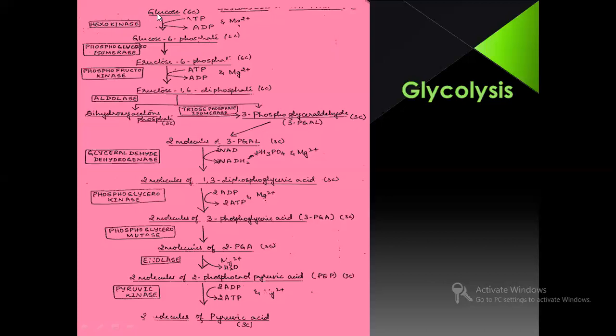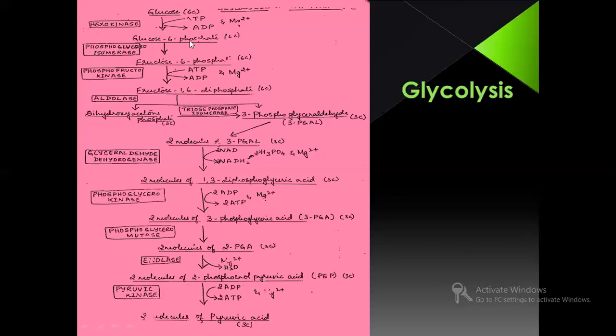So the glucose, a 6 carbon molecule, undergoes phosphorylation in the presence of the enzyme hexokinase, and it is in turn converted into glucose 6-phosphate. During this conversion, one ATP molecule is consumed, in the presence of magnesium 2+ ion.